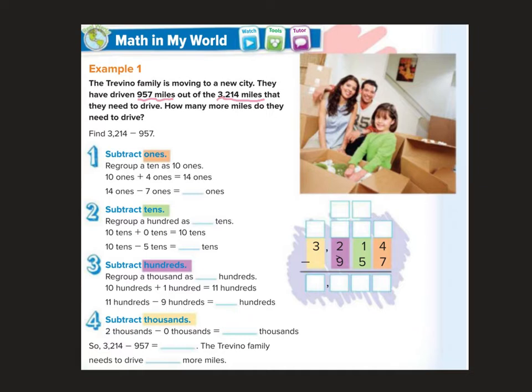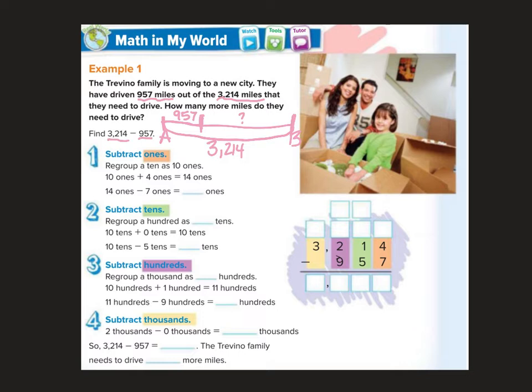Okay, so if this is their home, they're moving to a new city, city B. So far, they have driven 957 miles, but the total distance to get to their new town is 3,214. So my job is I need to find this distance right here. Question mark. Okay, so how I'm going to do that is I need to subtract 3,214 minus 957. So we're going to start with subtracting the ones.